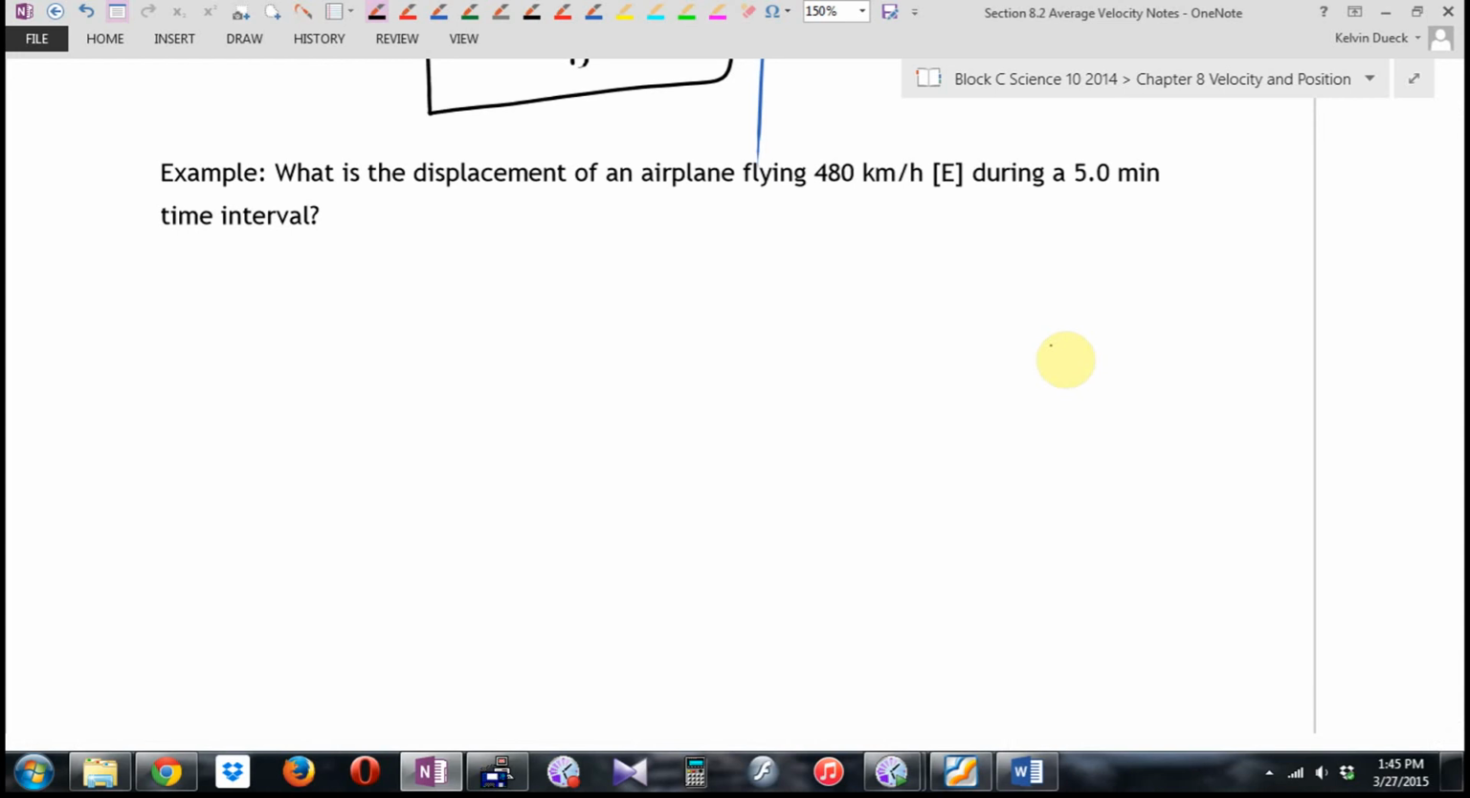This is a tricky question. Can anybody see why this question is tricky? Well, Mr. Dueck, they're saying find displacement. We've done that. That's not what makes it tricky. Because one's in minutes. We don't have consistent units. We're going to have to do some kind of a unit conversion.